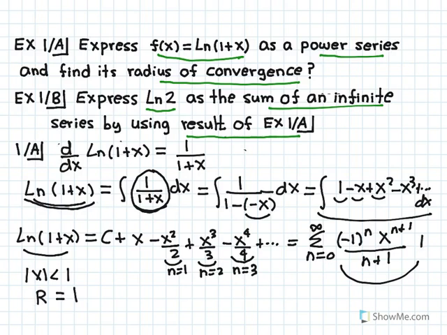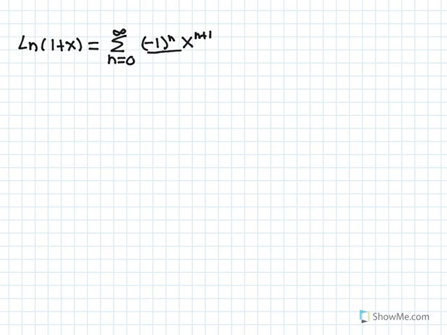Now let's find the constant of integration, c. We can do that by plugging x equals 0 into both sides. So we have log of 1 plus x is equal to summation n equals 0 to infinity, minus 1 to the power of n, x to the power of n plus 1, divided by n plus 1, plus c. So this is the function, and this is the power series representation of this function. Our goal is to solve for the constant c. Let's plug x equals 0 into both sides.